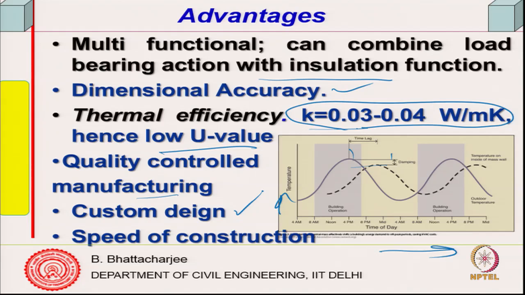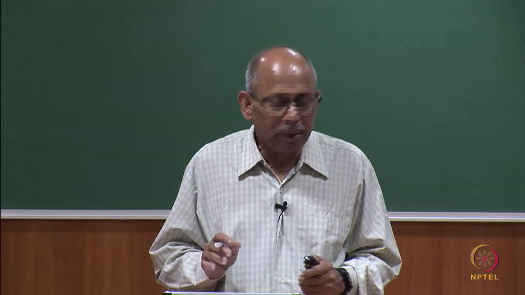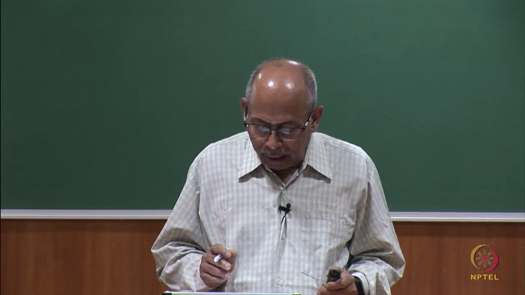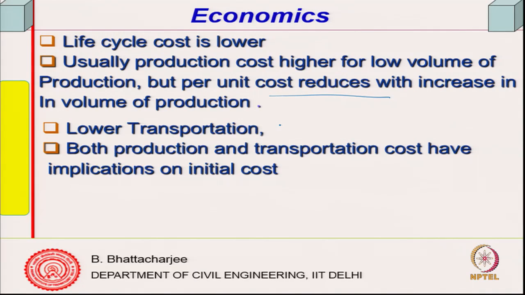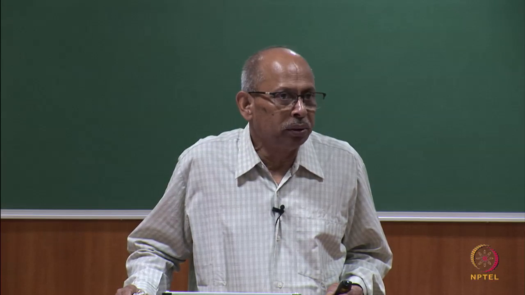Obviously, speed of construction will be very high, because it is a parallel system, precast. And economics: life cycle cost is obviously lower. Production cost is higher for low volume production, but per unit cost reduces with increase in volume of production. Being lightweight, it can mean lower transportation. Besides that, you see overall building mass would reduce.